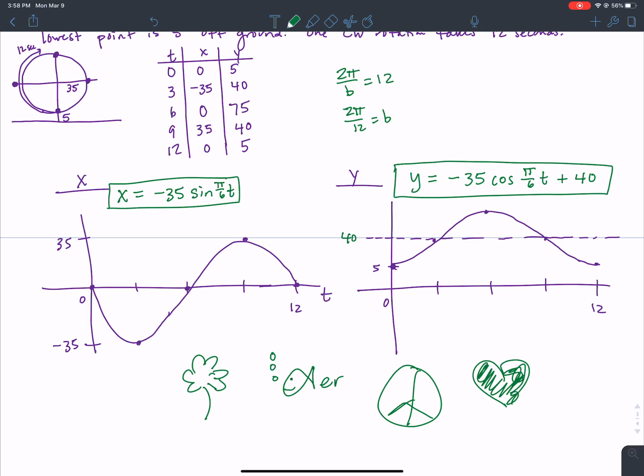That's supposed to be a clover. You get the idea. Peace.